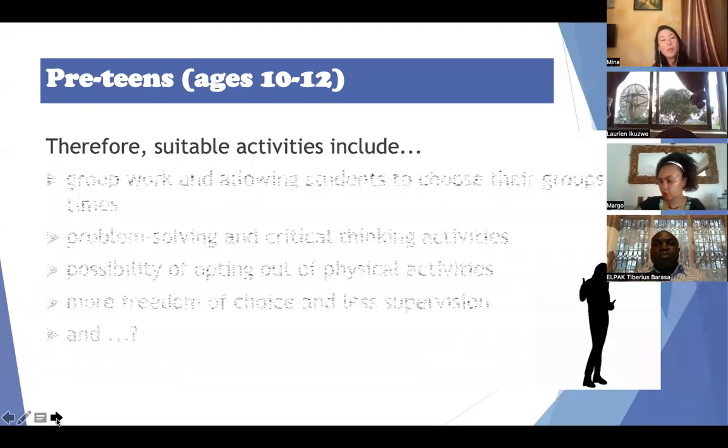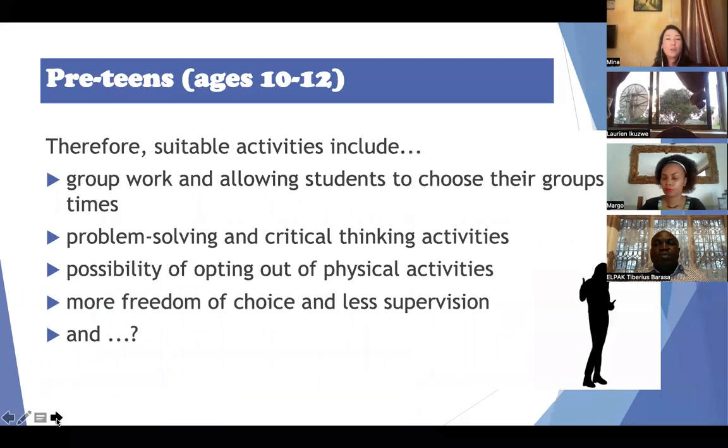Therefore, group work is definitely something that they can do with a little bit less monitoring than younger students. And it might be appealing to allow them to choose their groups at times because they're interested in working with their friends and social groups. Of course, we're not going to always let them do that, but this might be something motivating to them.